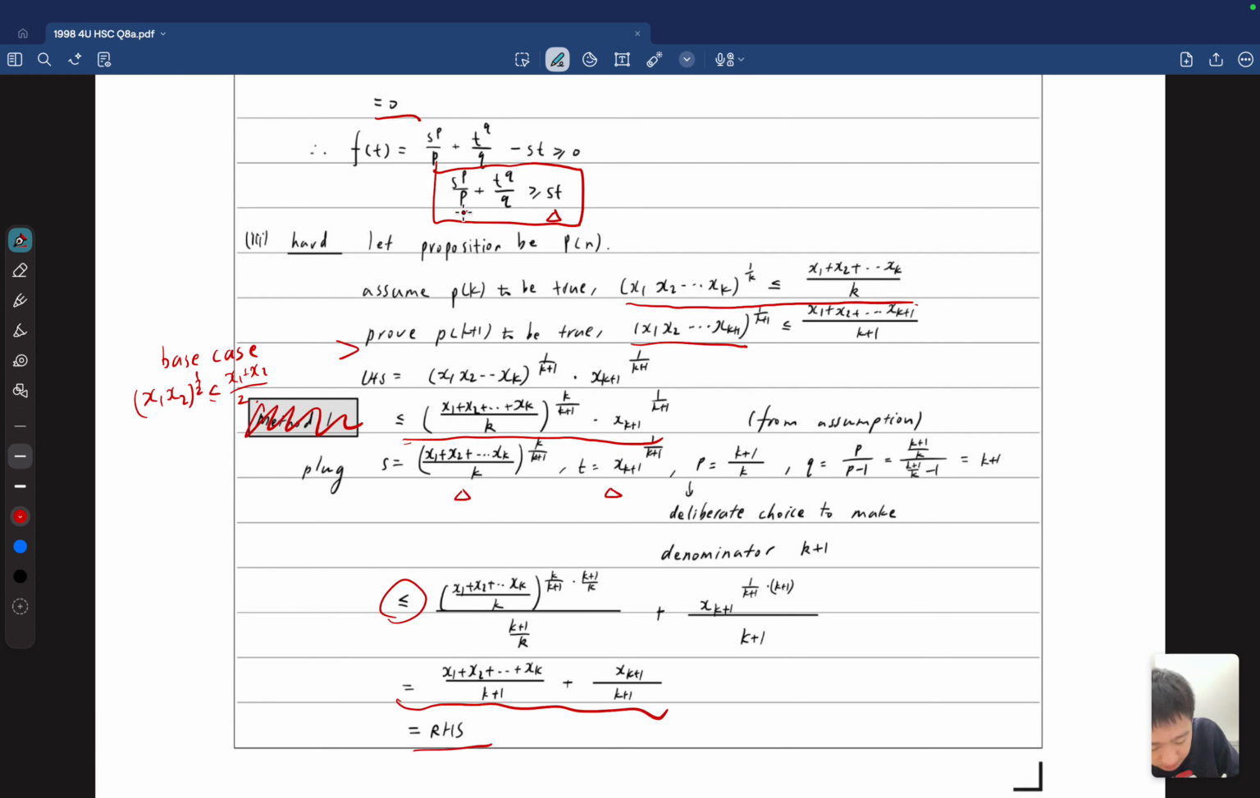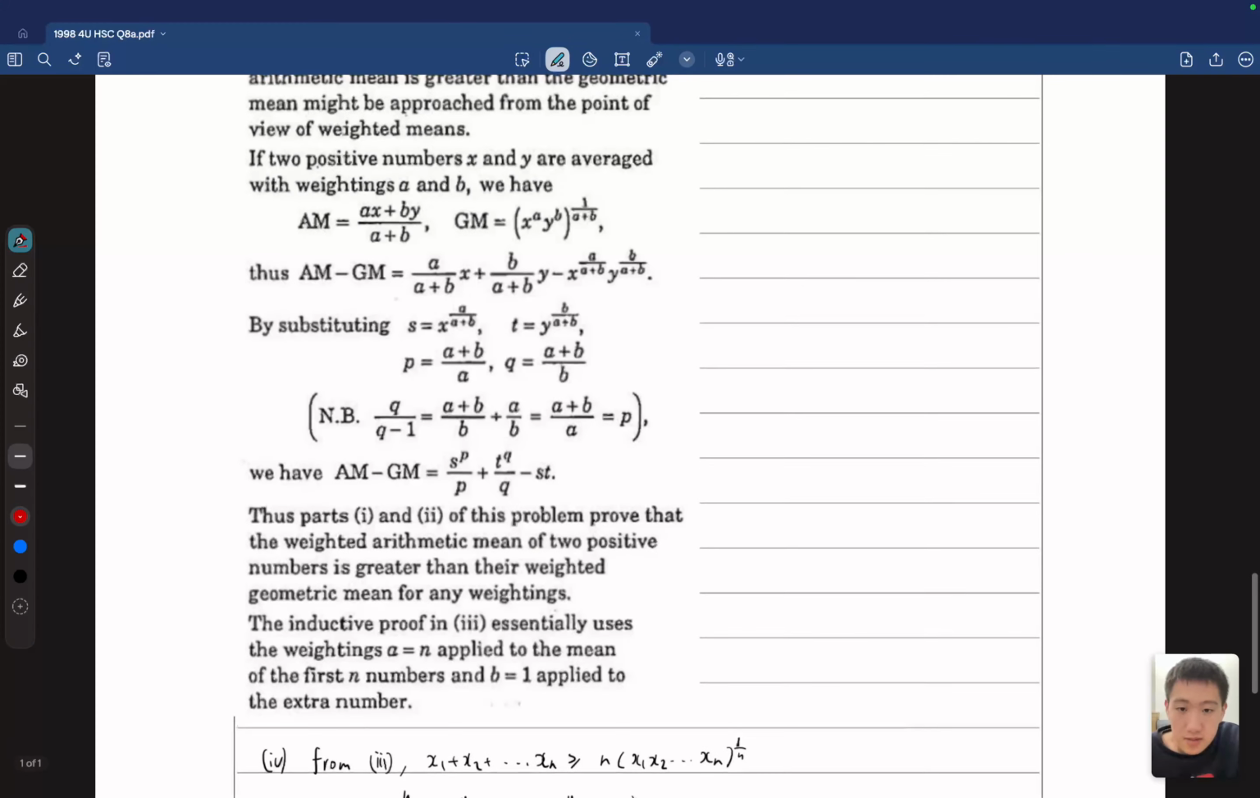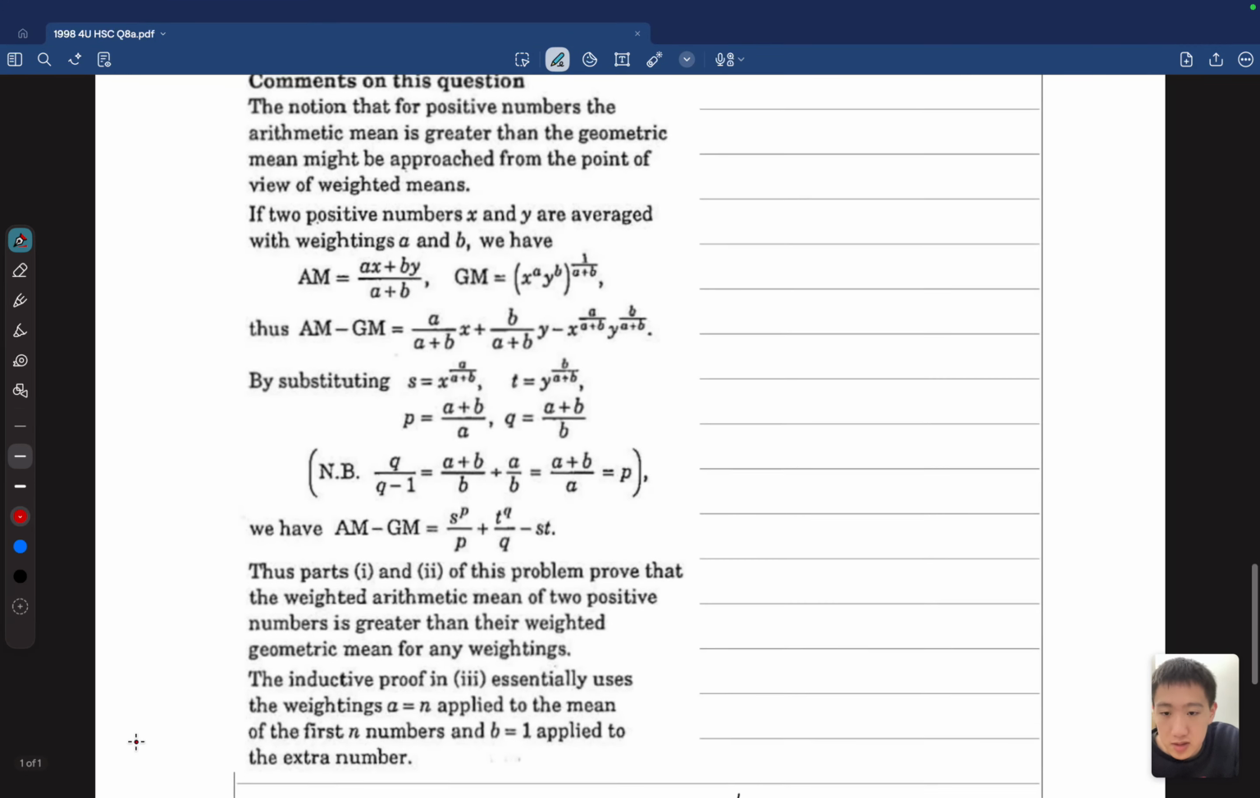For p, I will choose it to be this, because I deliberately want to make the denominator k plus 1. So this is what happens if I plug it in. You just need some reverse engineering, and then you can find q is equal to k plus 1. And if you plug them in, you can get these results. And then it's the right hand side. So it's really the art of substitution. And that's the question.